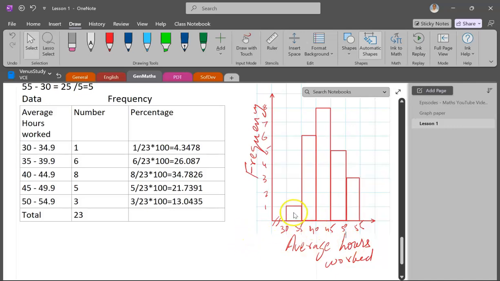So there you go. This is your histogram. See, the bars are joined together. It's a bar chart, but because it's continuous data, the bars are all joined together. So this is called a histogram. That's it. And we will talk about histograms and other things in the next video also.